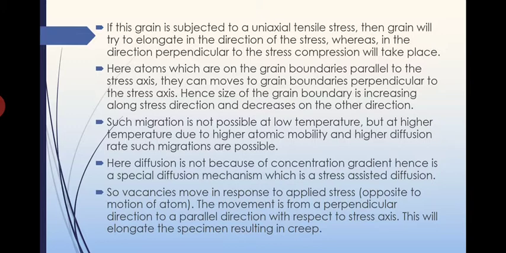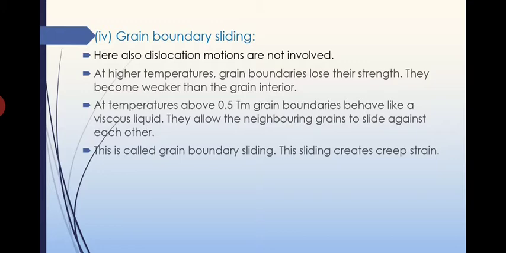So finally what is happening? Along the applied stress direction, the grain boundary is increasing. That means straining is happening. Once the straining happens at a constant stress, that means it is creep. So it is a creep mechanism, but of course this is also happening at a higher temperature only.